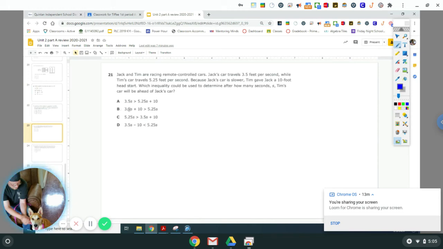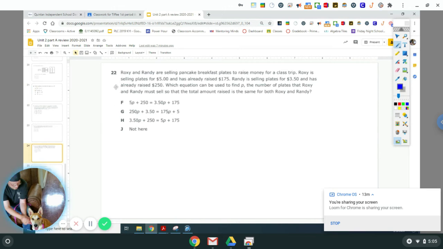Which inequality could be used to determine how many seconds Tim's car will be ahead of Jack's car? So 21. So we want Tim's car to be faster. So that would be C. So we want the 5.25 side to be faster. So the answer is C. 21 is C.